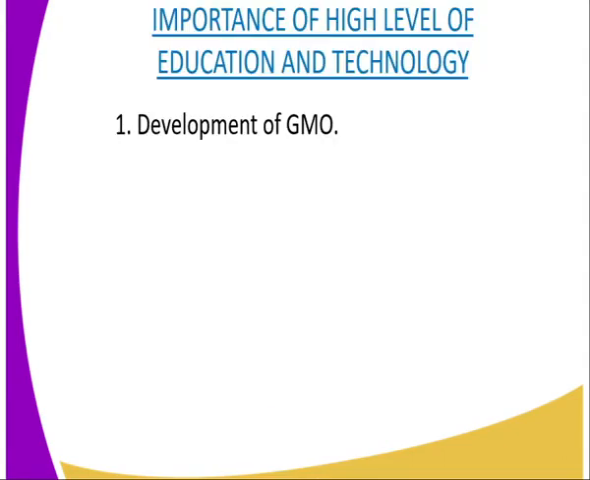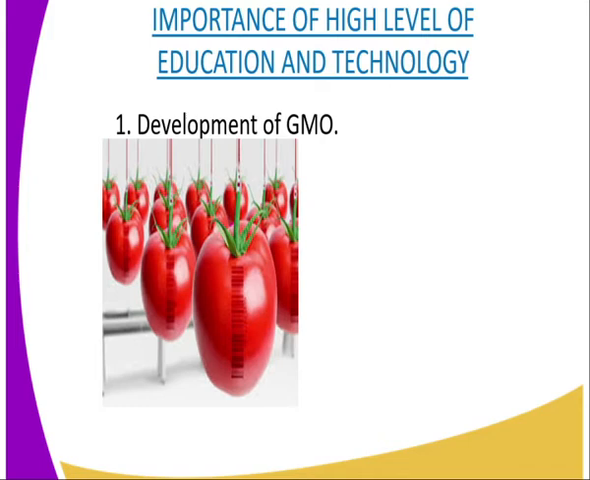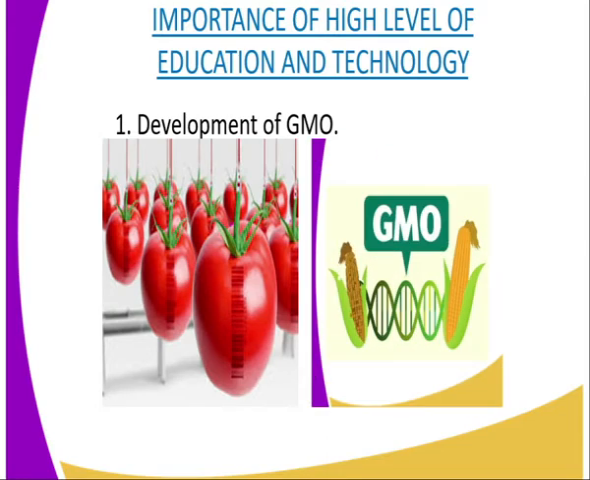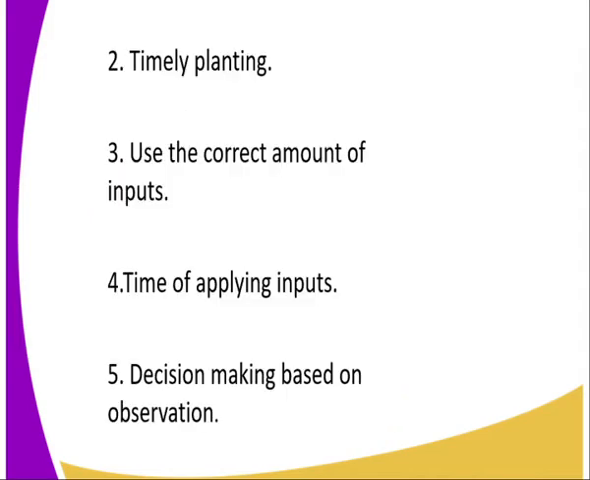Then the importance of high level of education and technology. The first one is development of GMO. These are genetic modified organisms which are developed by altering the genetic makeup of an individual. Some of the food which have been produced through altering the genetic makeup is, we have the tomatoes. Another example, we have genetic modified maize.